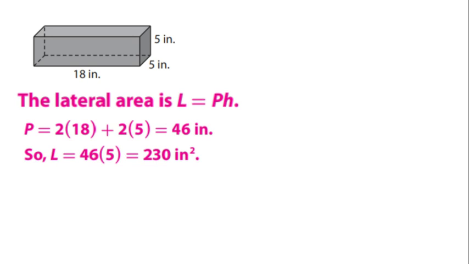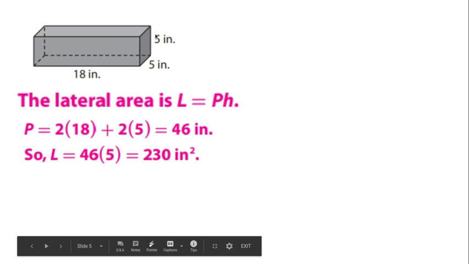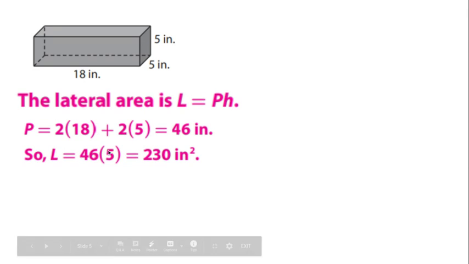And so perimeter is 18 plus 18 plus 5 plus 5. So we get 46 for the perimeter. And then from there, we want to multiply it by the height of the prism. So in this case, the height of the prism is over here, and it's 5. So this 230 is only my lateral. It does not include my bases.